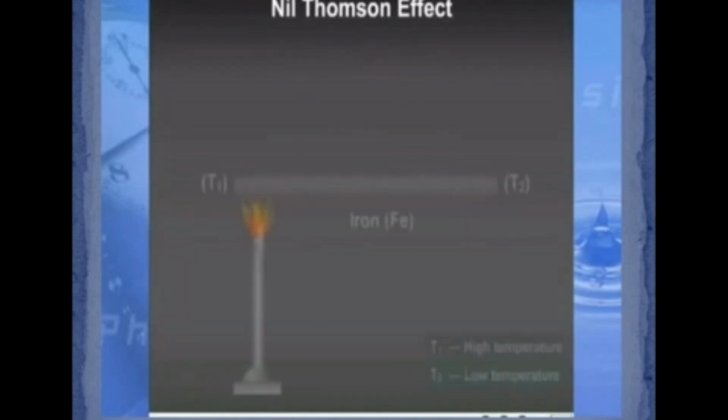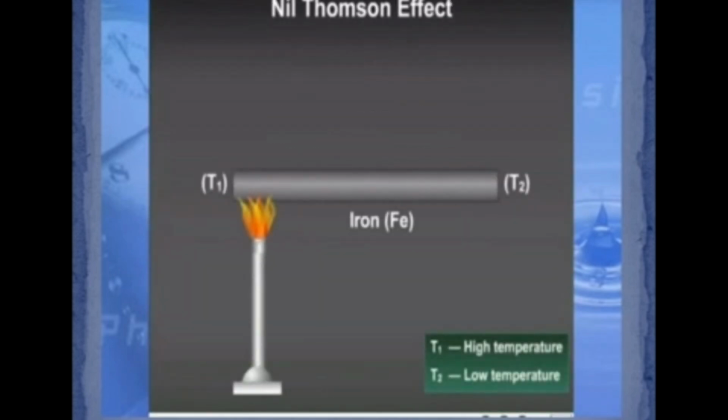The last one is the nil Thomson effect. When current flows in an unequally heated conductor from lower temperature to higher temperature, heat is neither evolved nor absorbed. That is called the nil Thomson effect.